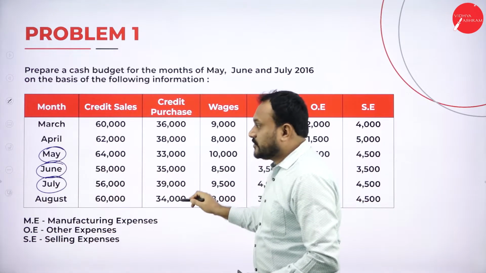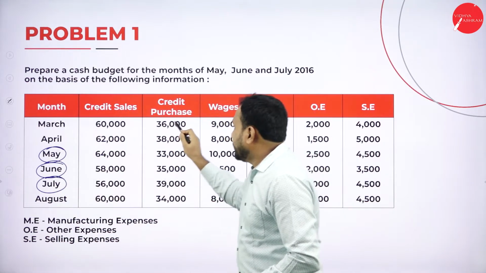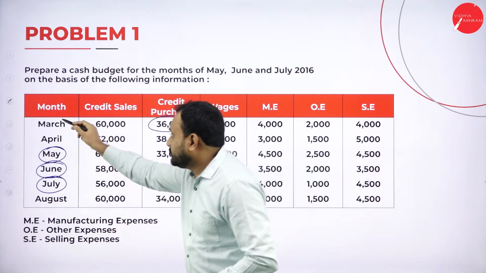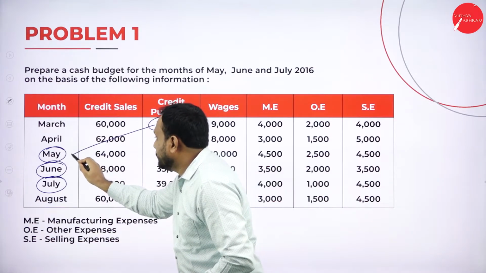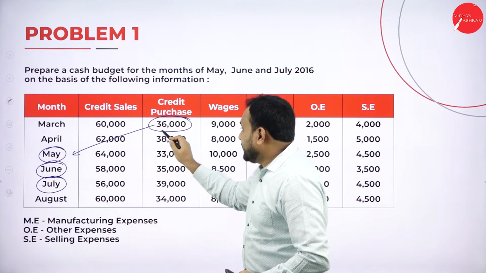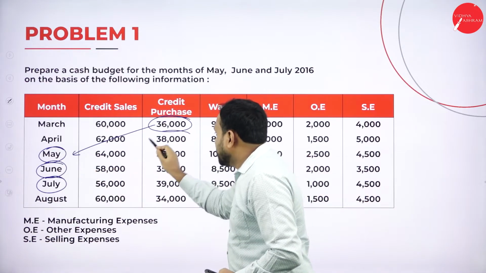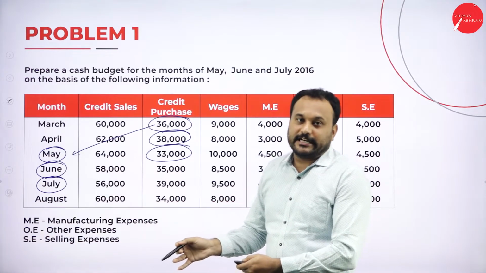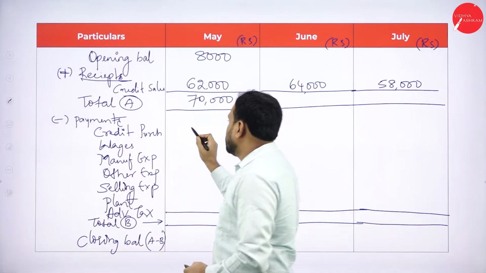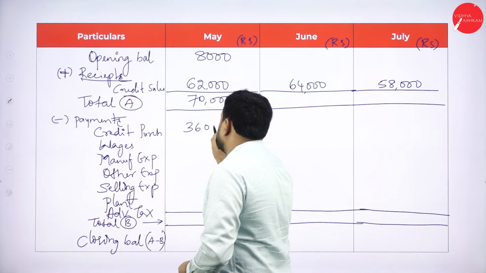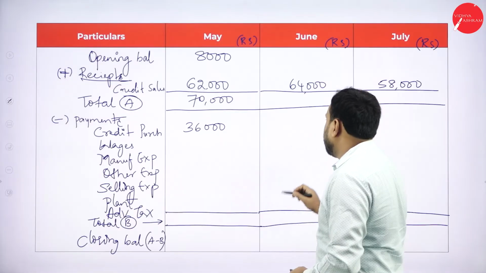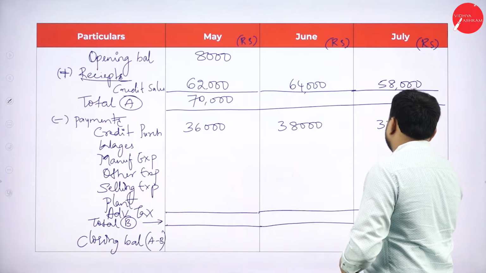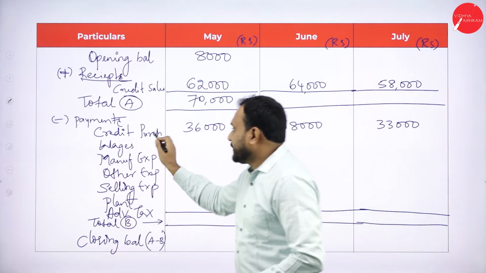Now this is the purchase column. Now understand, March it is 36,000. When am I paying the amount? After 2 months. After 2 months means what? May. That means here 36,000 will go here. The minute I get this entry 36, the June entry is what? 38. July entry is how much? 33. So that is what we are supposed to write. Here I'll write 36,000. Next is 38,000 and the next one is 33,000. I'm done with credit purchase.